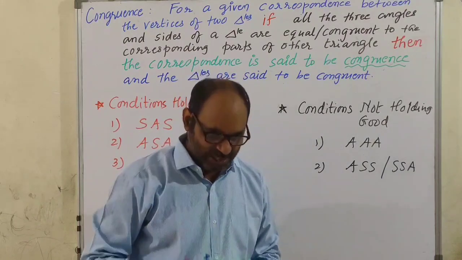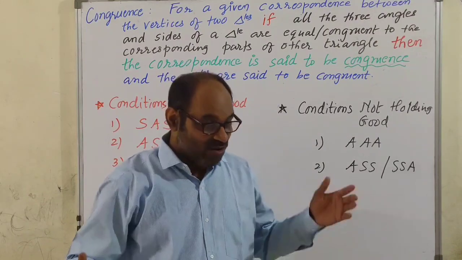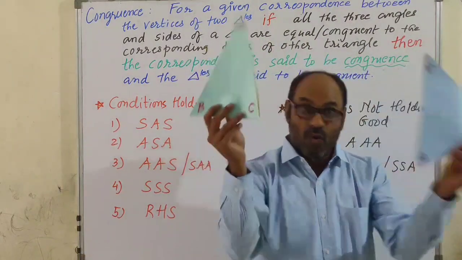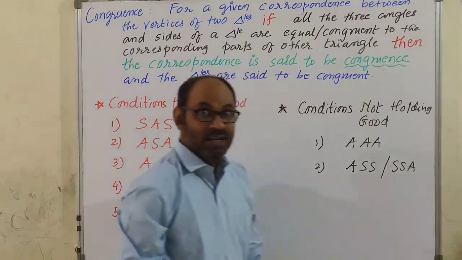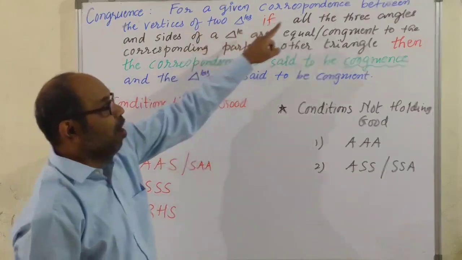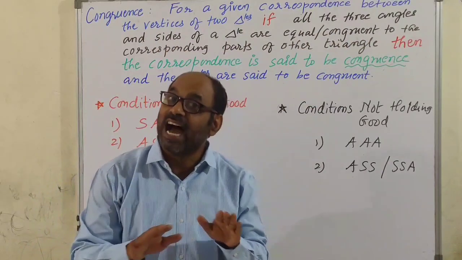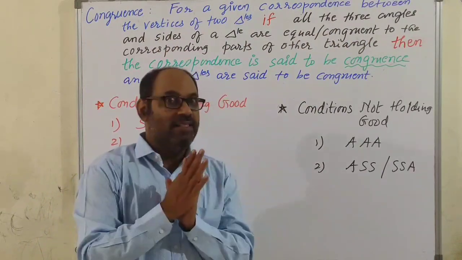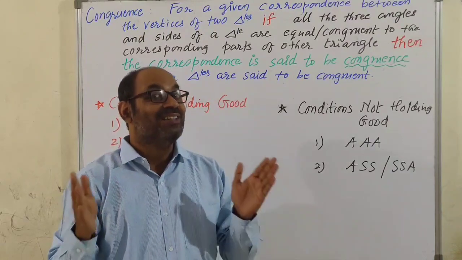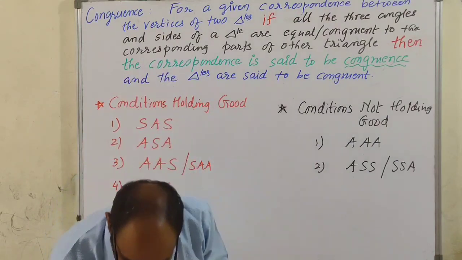Children, did you understand what are similar triangles and what are congruent triangles? Now, the two triangles are congruent, right? When are they congruent? If all corresponding sides are congruent. That means all three corresponding angles and all three corresponding sides are equal, congruent. Then the two triangles are congruent. Now the question is, when are the two triangles similar?